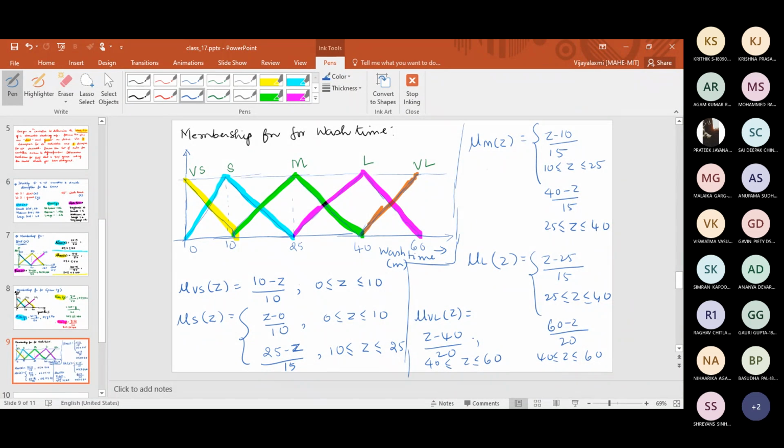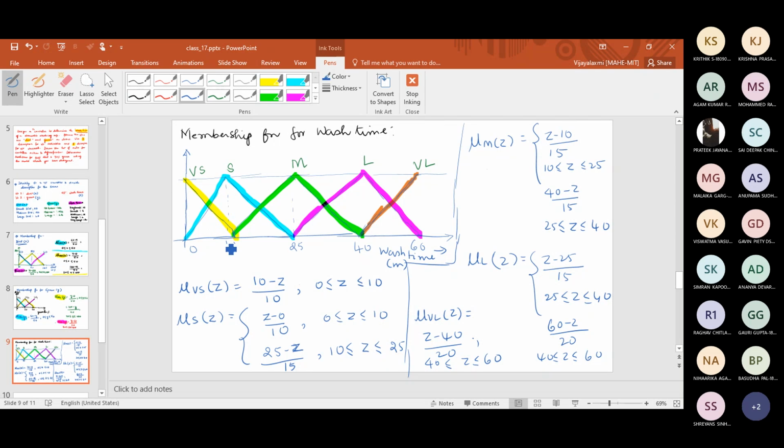Okay. I've written everything here. I'll explain now how I have got it. For the output function, that is wash time, I've assumed a triangular membership function. I've just drawn a rough sketch of it. Here we have very small, small, medium, large, very large. Please note that I've restricted the wash time to only 60 minutes. You can make it more, and you can go for other types of membership functions also.